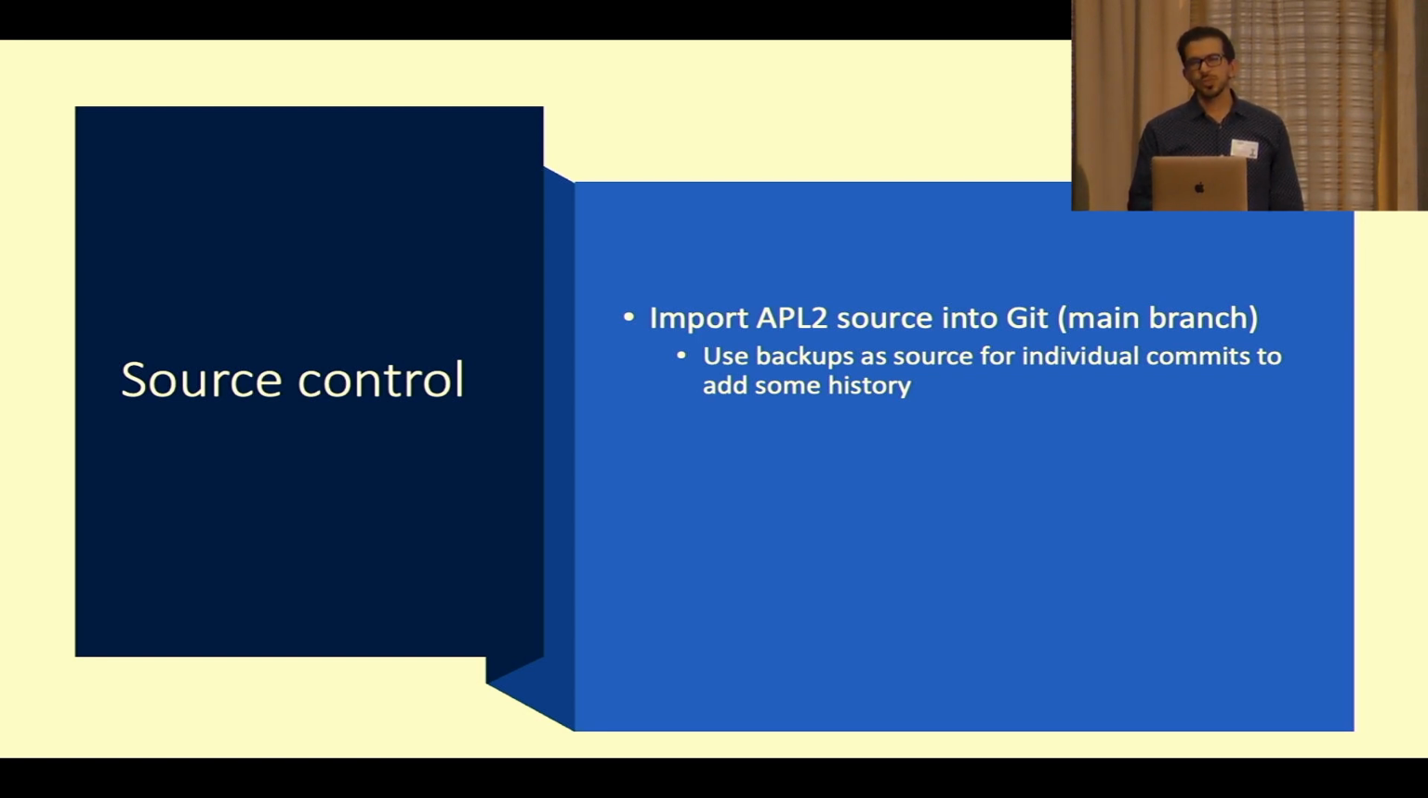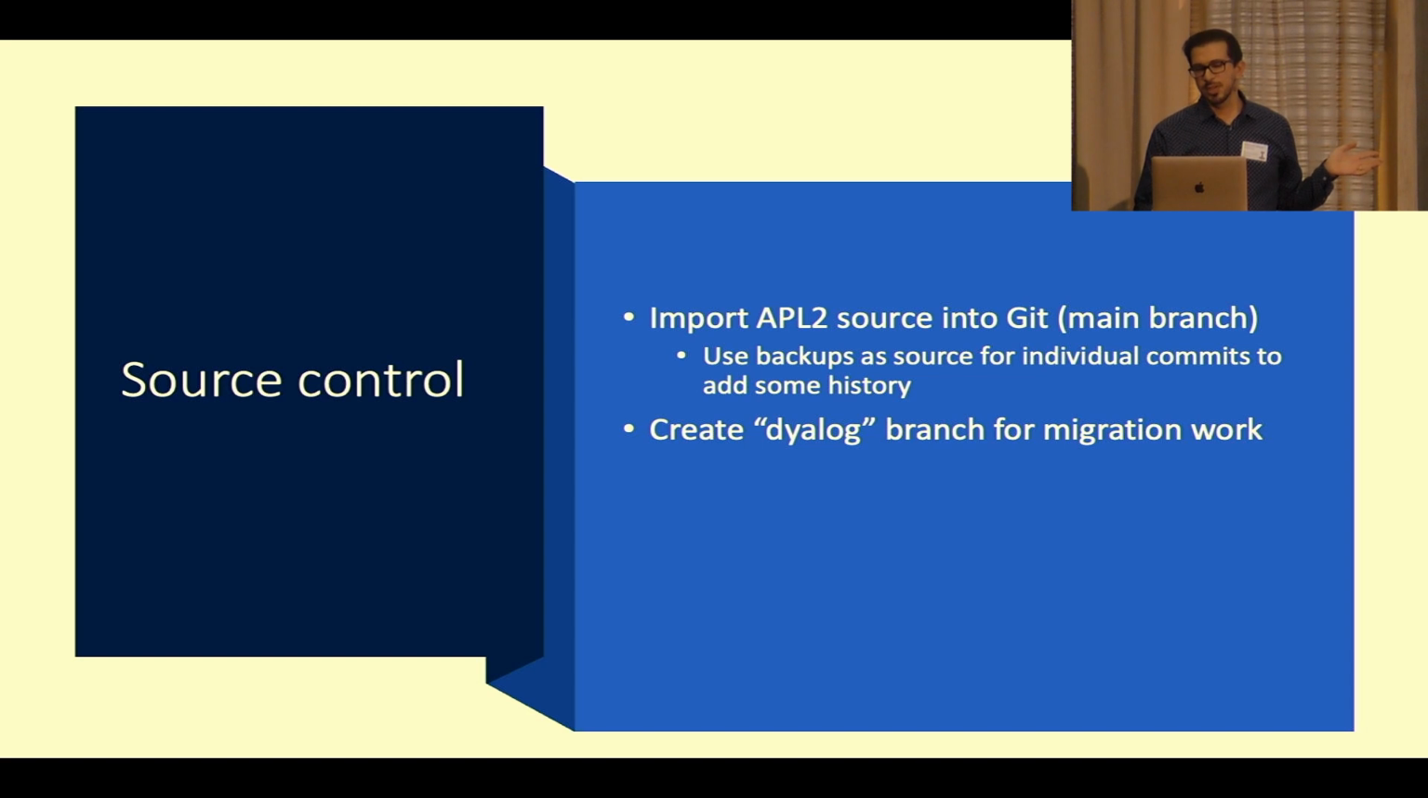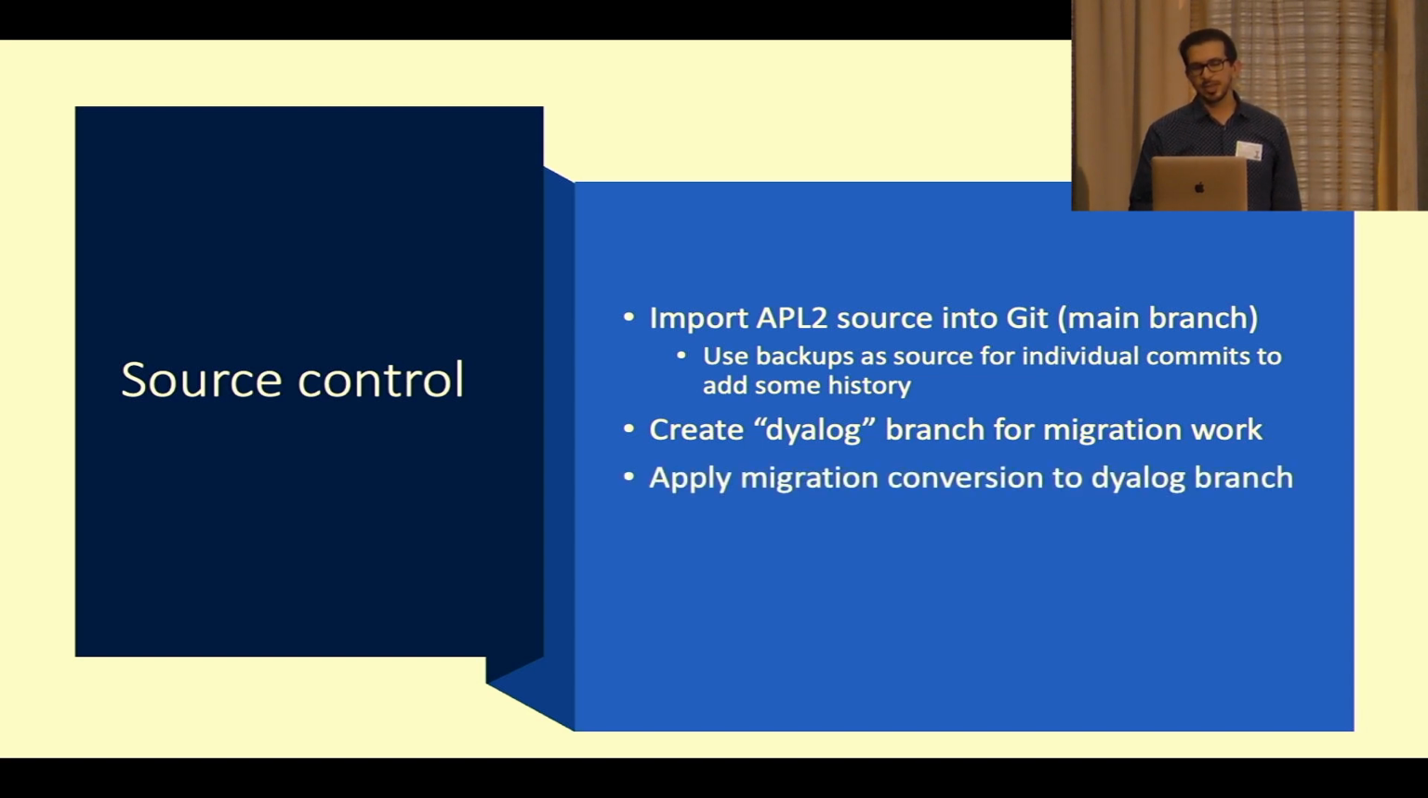Their source code management system was essentially saving a backup of the workspace and creating a new workspace for production. So we had 100 or so workspaces, historic backups that we could use as source for filling up the history in the Git repo. And then when we started converting the code to Dyalog APL, we created a Dyalog branch from the main branch and started working in our own branch in Git.